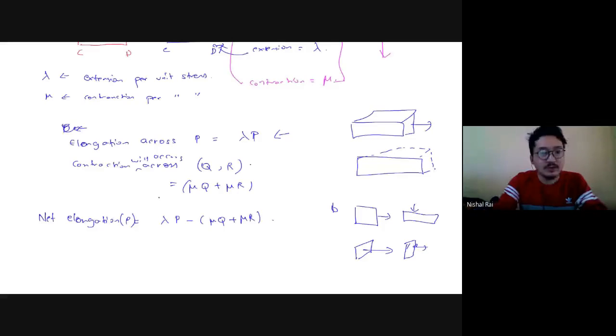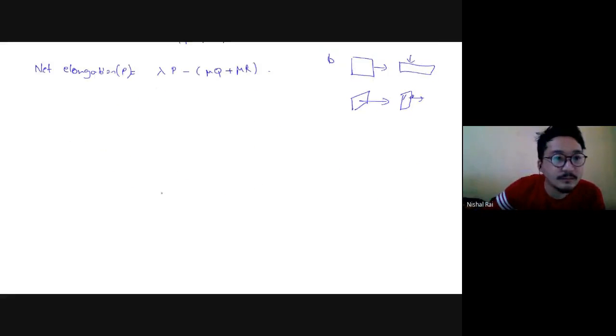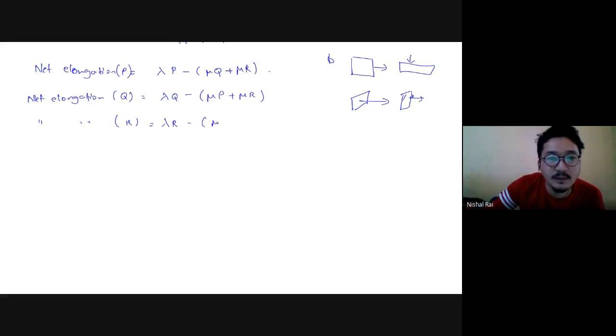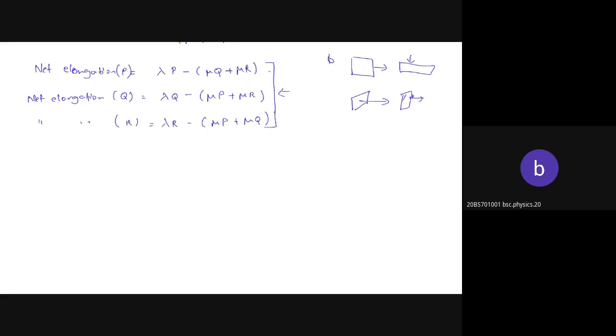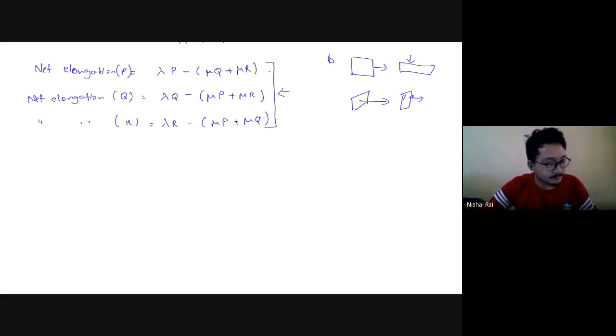Now similarly, net elongation across Q will be how much? It will be lambda times Q minus mu of P plus mu of R. Similarly, net elongation across R will be lambda R minus mu of P plus mu of Q. I think it's clear till here. Till now, do you have any doubts? Any doubt? Okay.